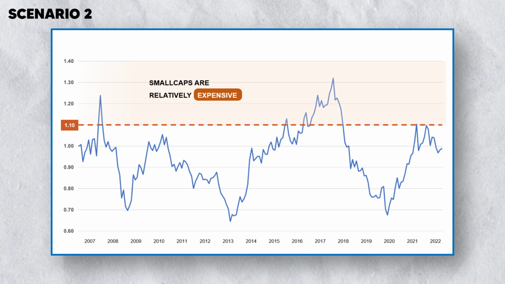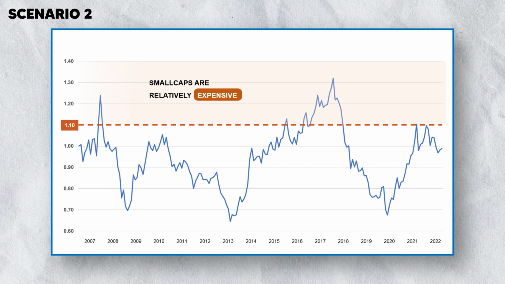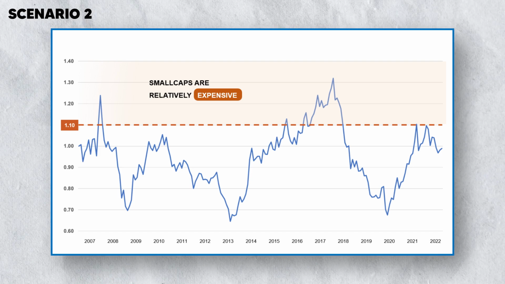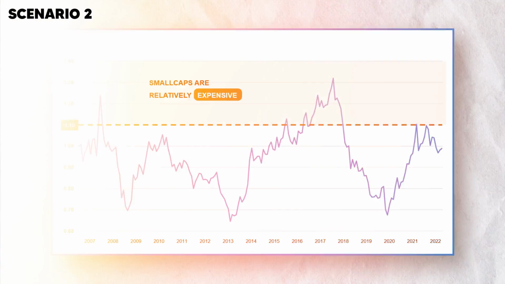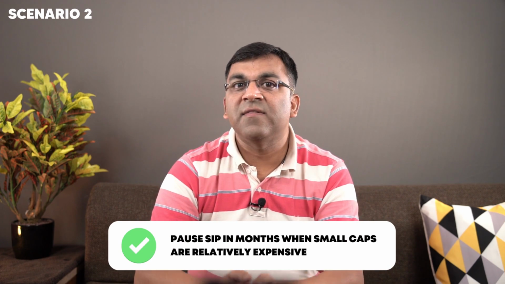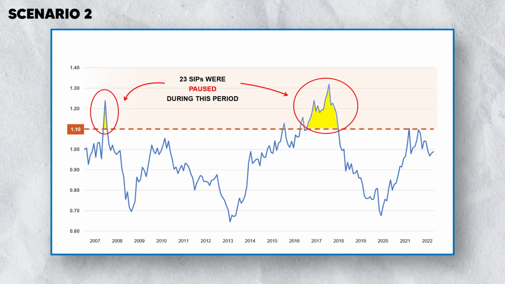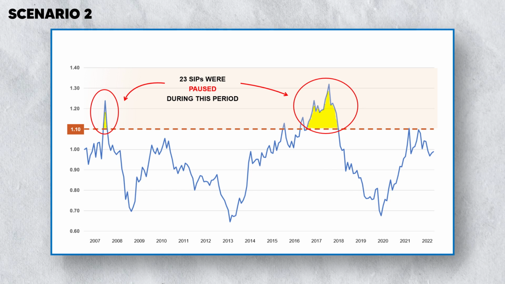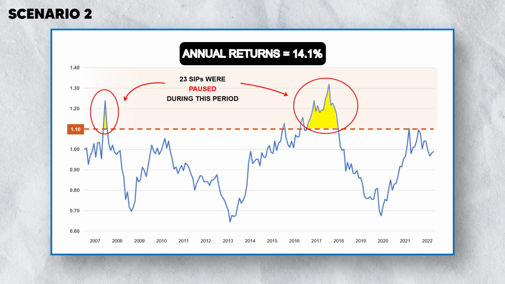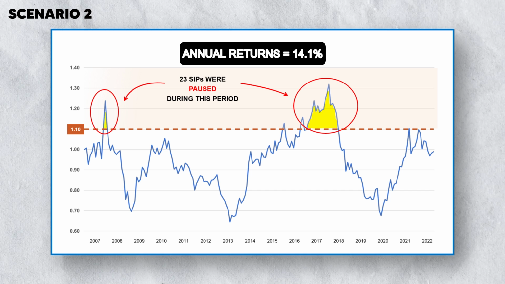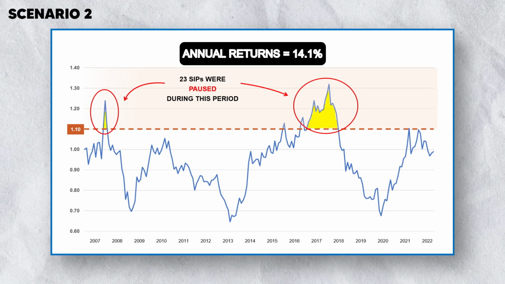But now let's put in some guardrails, some conditions in our study and see what happens. For instance, the upper limit of 1.1 indicates a level where the small caps are overvalued or a lot more expensive as compared to large caps. So one of the more straightforward actions I can take is to pause my SIPs in those months where the 1.1 limit is getting breached. For scenario 2 in our Google Sheet, this exclusion comes to 23 months. And because there is no capital invested in those expensive 23 months, the percentage performance of scenario 2 shows a slight improvement with annualized returns of 14.1%.